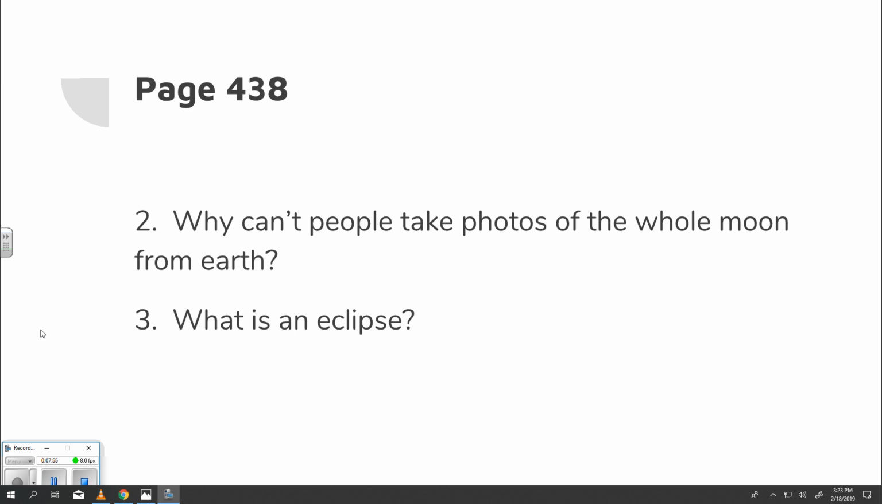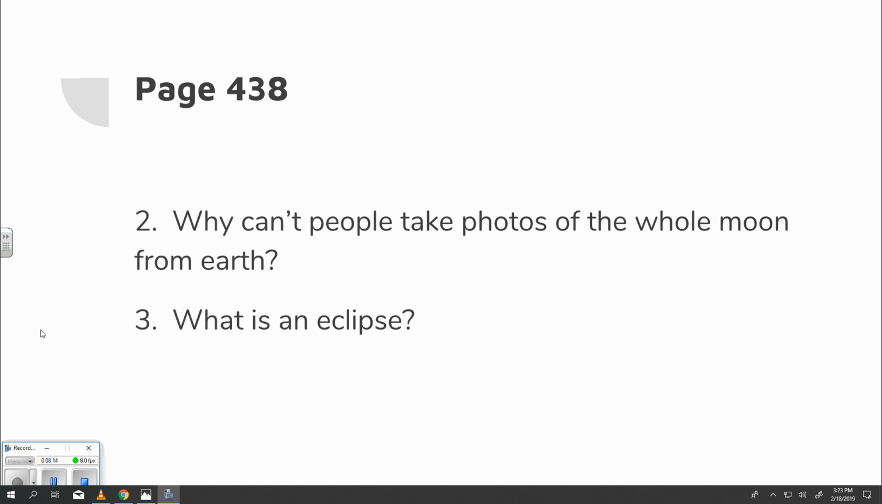Types of eclipses. Solar: the moon's shadow falls on Earth. Lunar: Earth's shadow falls on the moon.